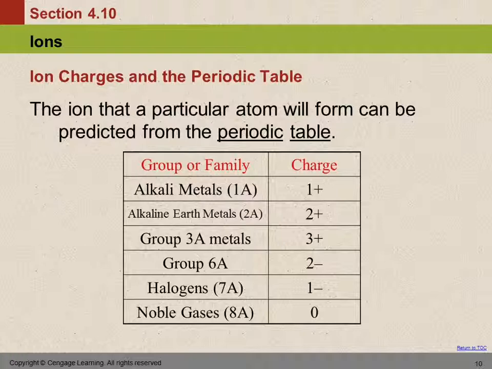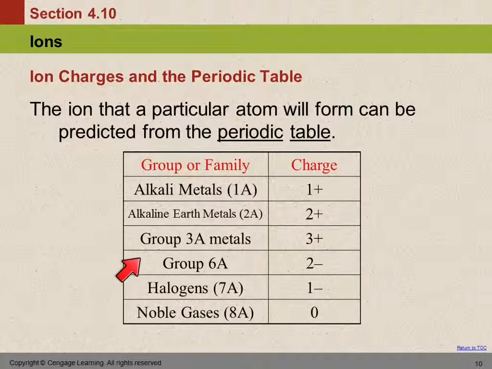There's another system of numbering. It's the current American usage, and since we're currently in America, that's what we're going to use, because I like it. It makes more sense. And so we've got group 1A, 2A, and then this is 3A, 4A, 5A, 6A, 7A. And so the alkali metals are in group 1A, and they always form a +1 charge. The alkaline earth metals are in group 2A. They form a +2. The group 3A metals form a 3+ charge.